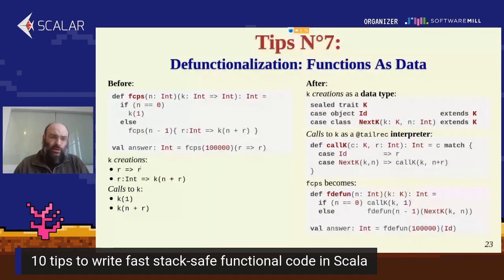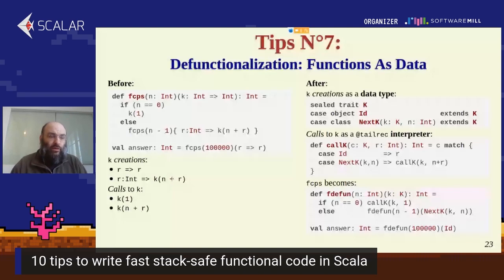The second time we are calling FCPS, that's with the function r that gives k of n plus r. That's the second creation. So based on this, we will design a data type to represent this function. Because actually, k is not every possible function. K is some possible functions made of the identity function and this composition.